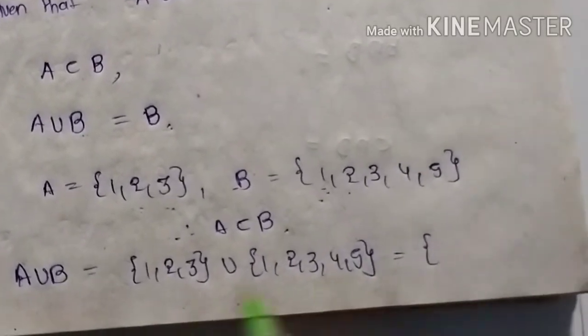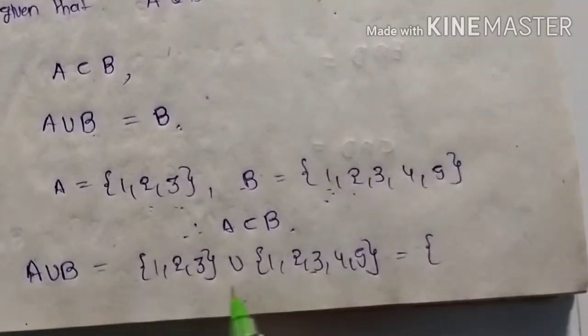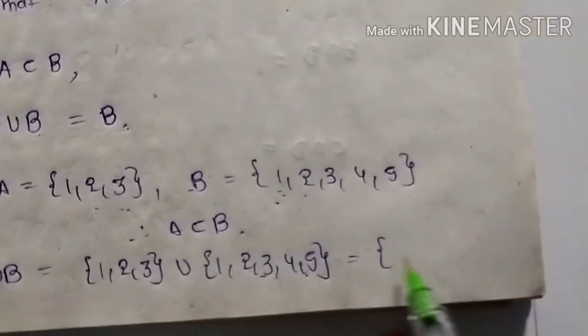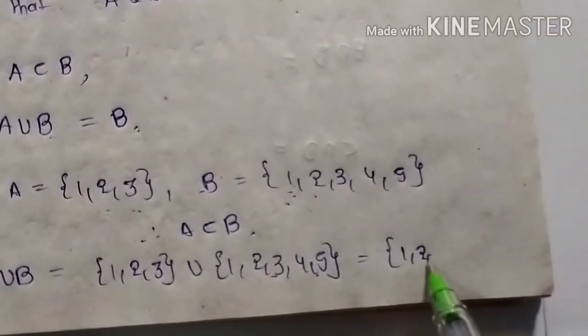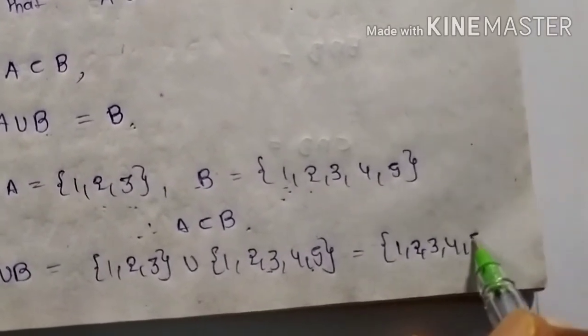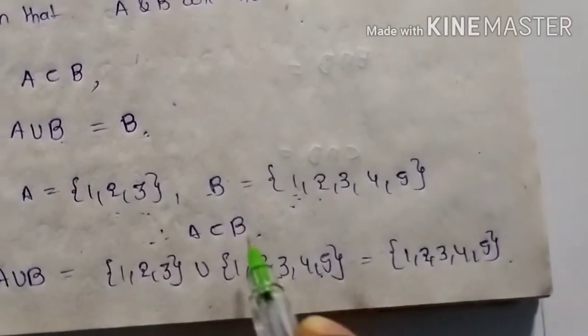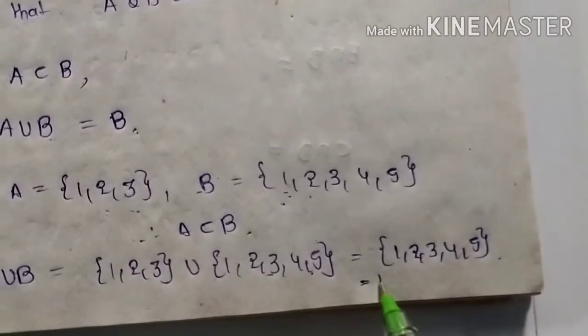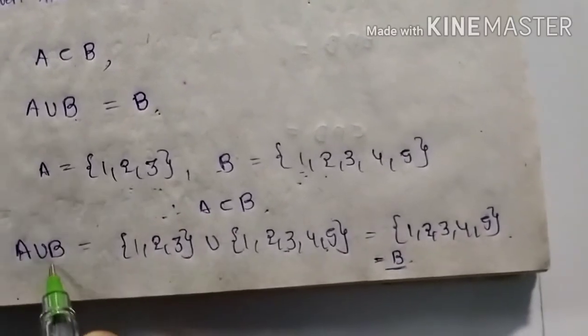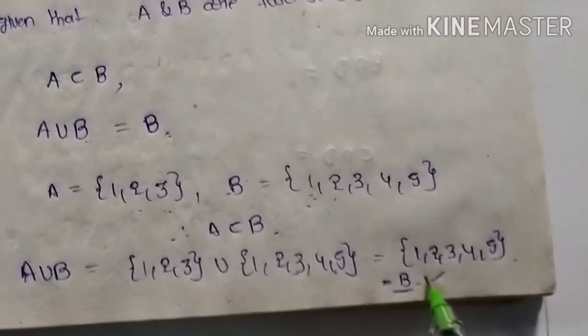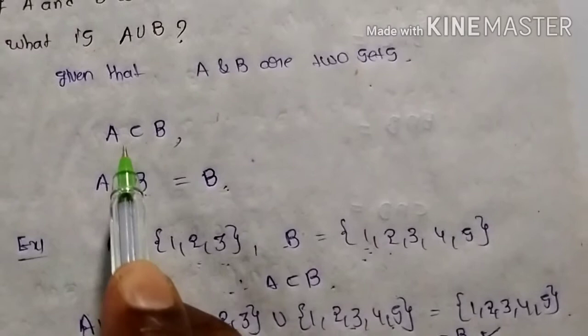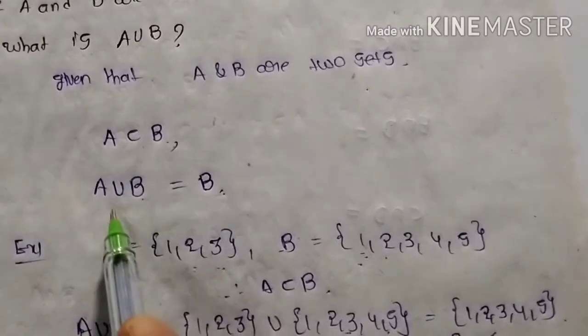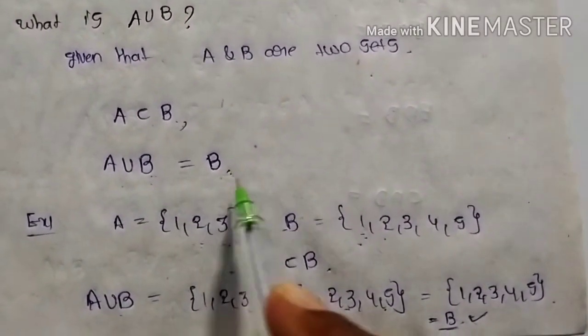You can see what will happen. Once you combine them together, you write all the elements together, but each only one time. That means here 1, 2, 3, 4, 5. Is 1, 2, 3, 4, 5 the set B or not? Yes or no? That means your answer is A union B is equal to B only. Similarly, if A is a subset of B, A union B is always B only.